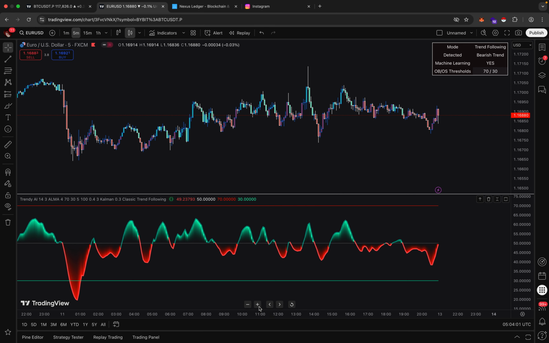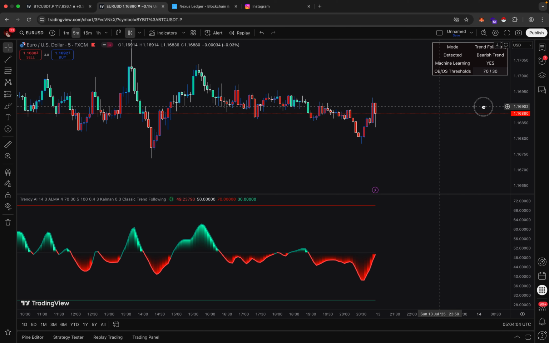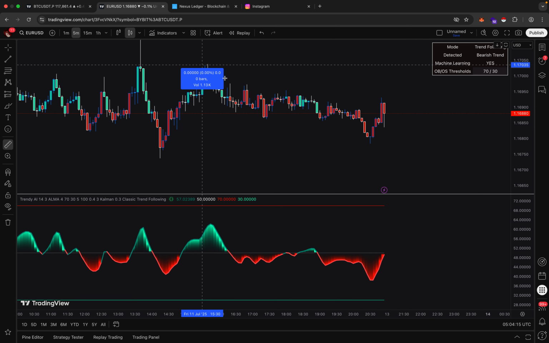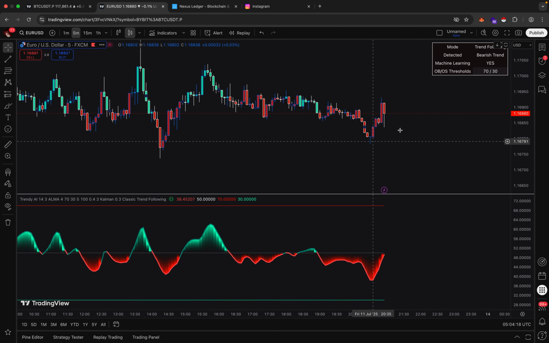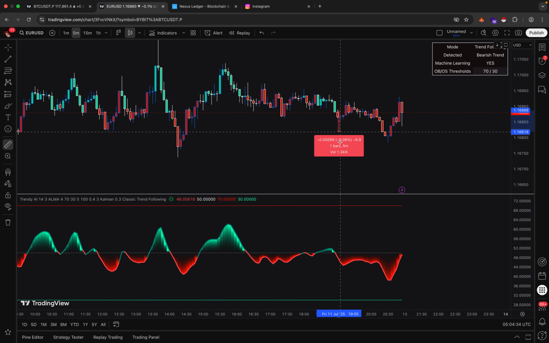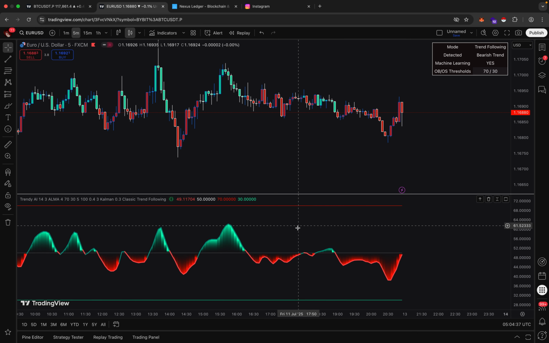Let me show you some details regarding this. You can see in the upper right corner there's a table which tells you the mode and the detected trend, and the trend is bearish at the moment, as you can see, and machine learning is on. Whenever the RSI, which is this, turns red, this is your sell signal. You can see here it turned red and the price went a little bit higher, but then it came down. It also gives you a few false signals right here.